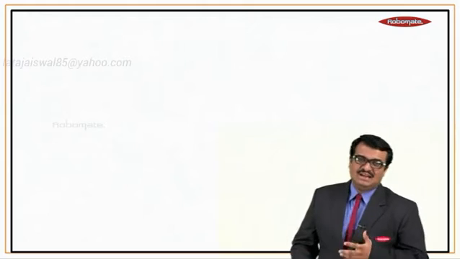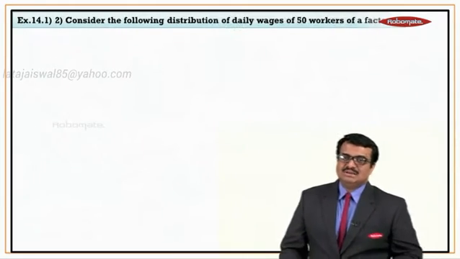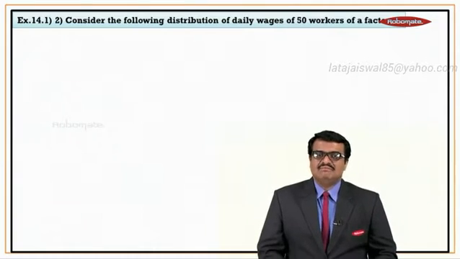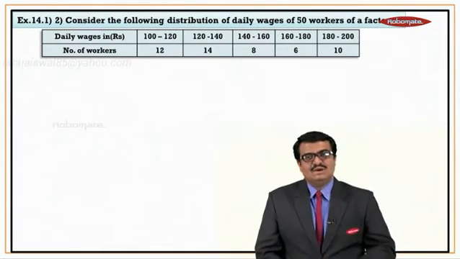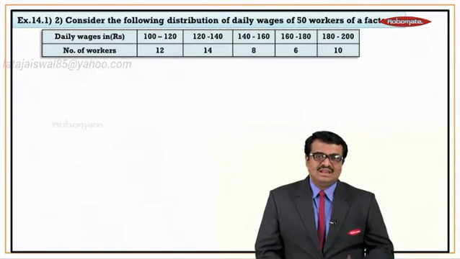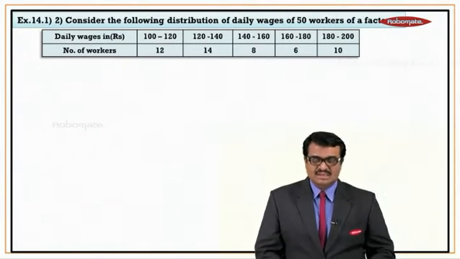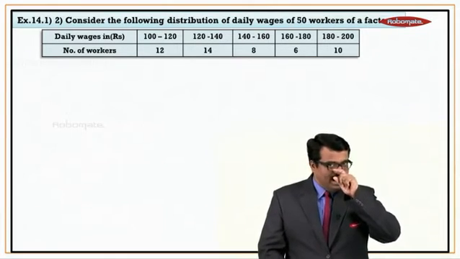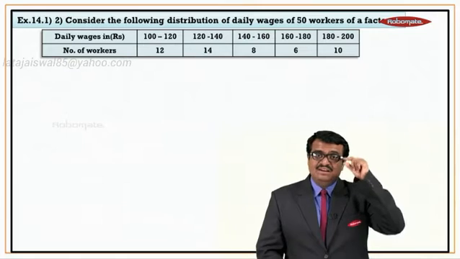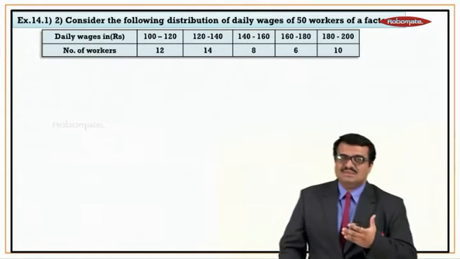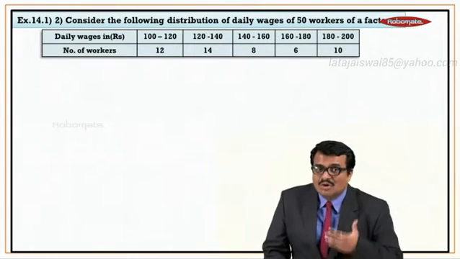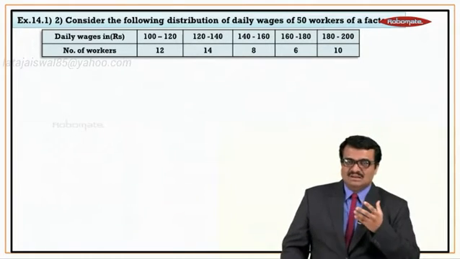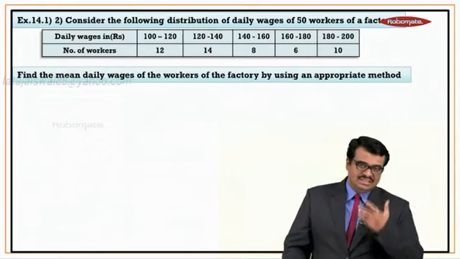Okay, so let us start. We'll understand it all with the help of a sum. Consider the following distribution of daily wages of 50 workers of a factory. Okay, in the first row it is given daily wages in rupees, and in the second row it is written number of workers. If you see the daily wages in rupees, 100 to 120, 120 to 140 and so on, the numbers are bigger, 100, 120, 140. That's why we are using this method. This makes your calculation easier. Okay, and the number of workers 12, 14 and all are slightly bigger numbers. Okay, so we are using this method.